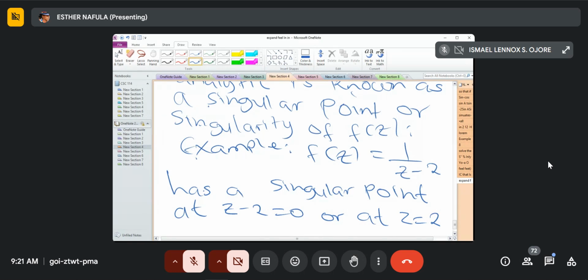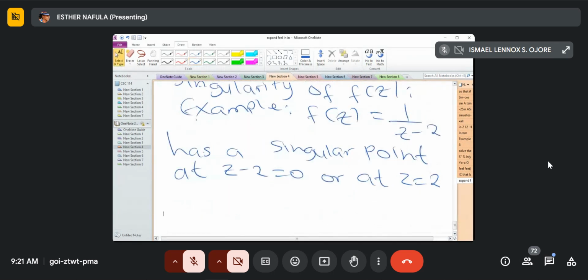If you have a function 1 over z minus 2, then it will have a singular point at z minus 2 equals 0, or at the point z is 2, because 2 minus 2 gives 0, which is undefined. 1 over 0 is undefined. Isolated singular point.